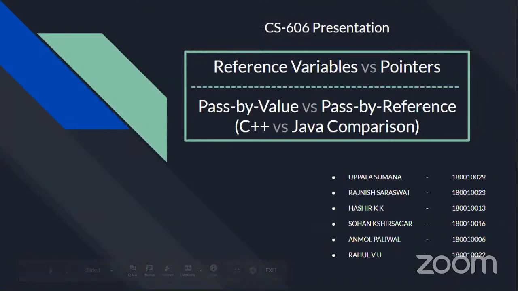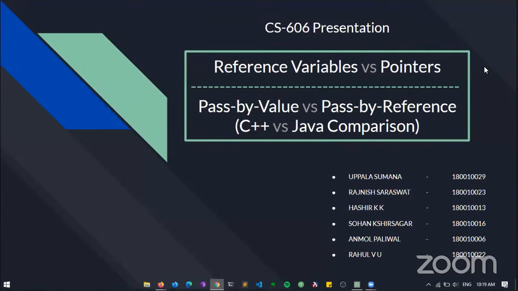Okay, Sohan, you can start. Yeah. So good morning, everyone. I am Sohan, and the topic given to us is reference variables versus pointers. We'll also be covering pass by value versus pass by reference, and we'll have a comparison between C++ and Java, how these things are done. So we are a team of six. The team consists of Sumana, Rajneesh, Hashir, me, Anmol Paliwal, and Rahul VU. So we'll be starting now.